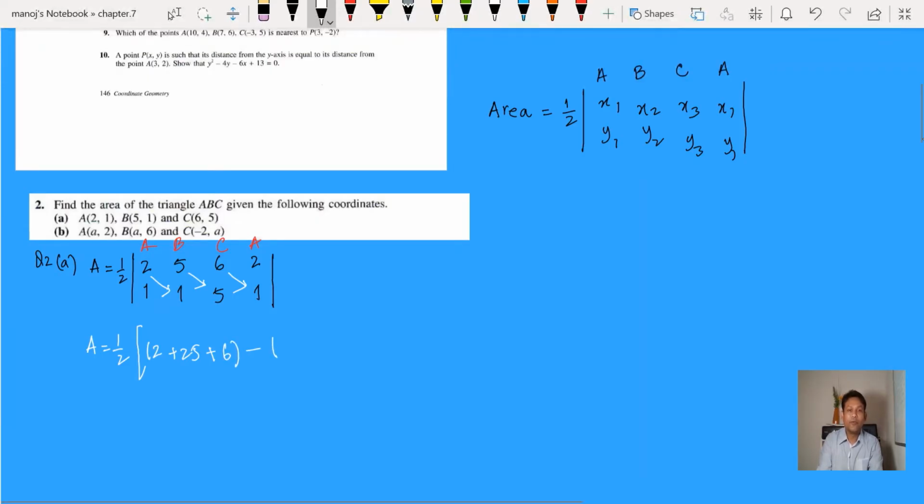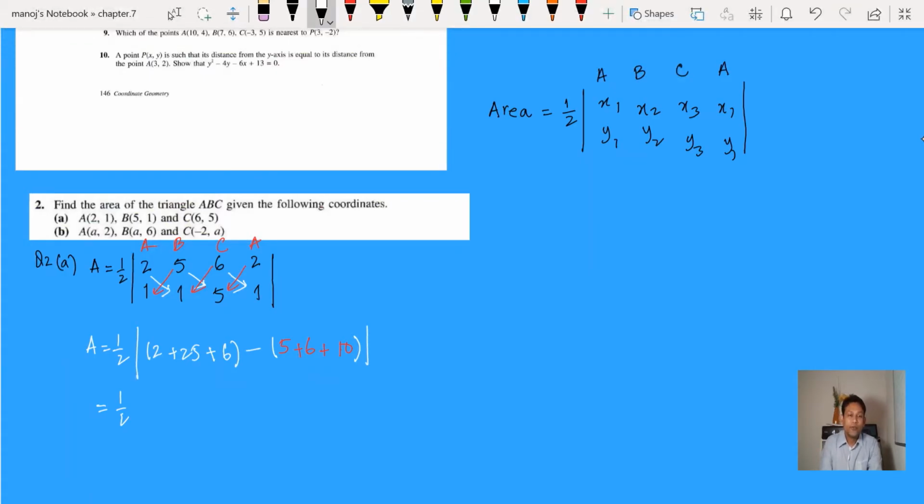Now, what we have to do? We have to do cross like this and add. So, 5 times 1 is 5, plus 6 times 1 is 6, plus 2 times 5 is 10. So, this is the way we have to multiply. This is the method, and this modulus, we have to write the positive answer. Teachers also write like this. We have to get the positive answer.